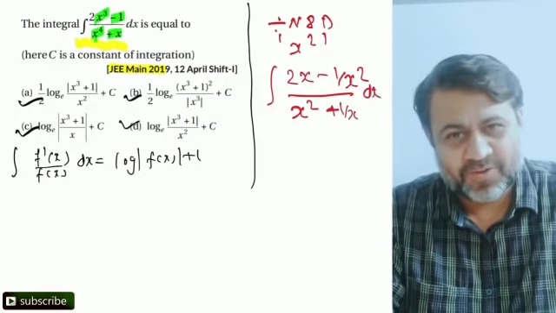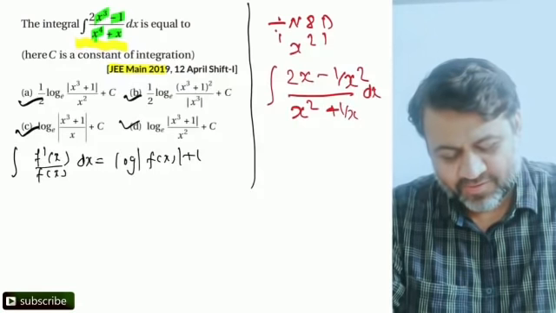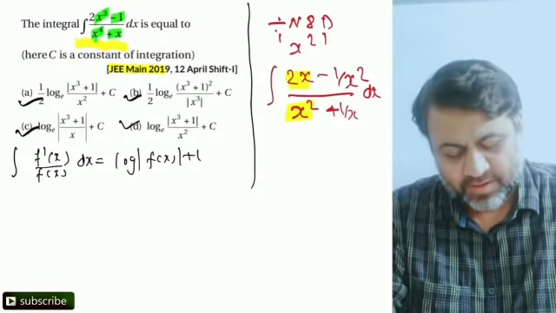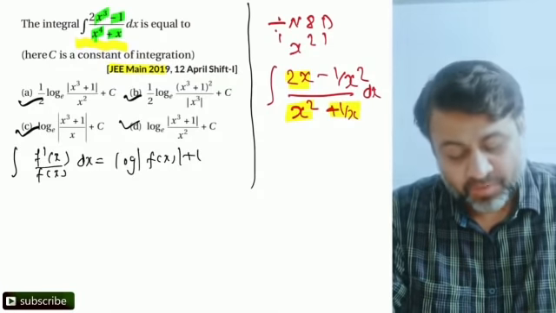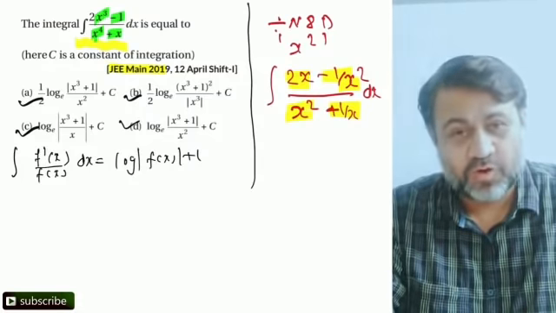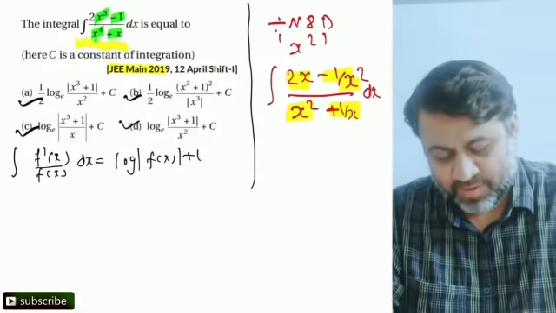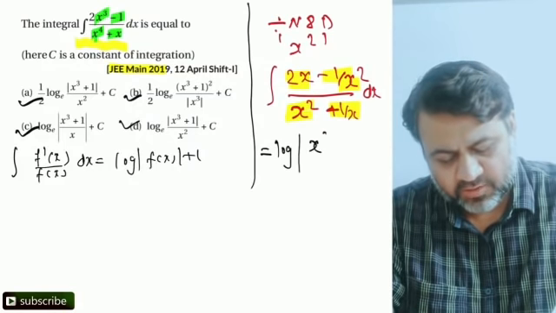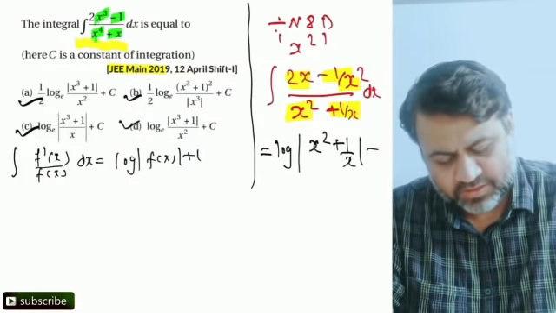Don't you think the problem is solved? Observe, the derivative of x square, 2x, is in the numerator, and the derivative of 1 by x, minus 1 by x square, is in the numerator. So what to do? Just apply the formula. What is my formula? Log mod denominator. What is the denominator? x square plus 1 by x plus c.